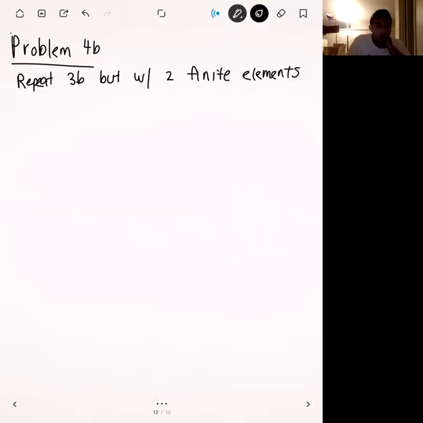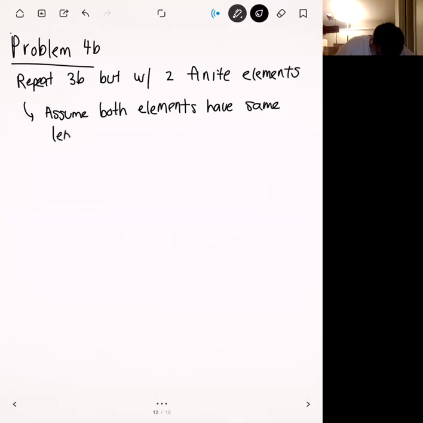It doesn't say in the problem, but basically what you can assume is that the 2 elements here are going to have the same length. If the problem doesn't tell you how long each of the elements are, then you can assume that they're going to be equal length. Let me go ahead and draw the geometry one more time just to remind ourselves.